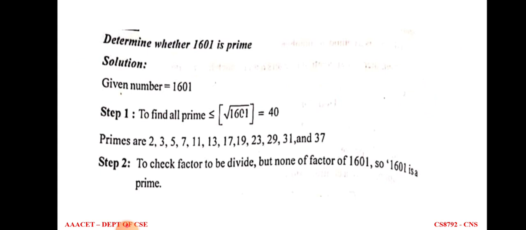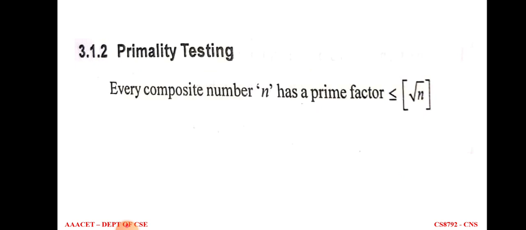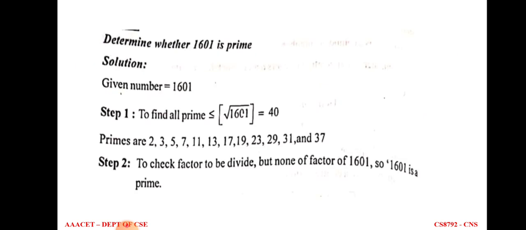So we are going to apply this formula, that is root n. Root 1601 is approximately 40, because we have to find the approximate root. 40 into 40 is equal to 1600, so it is the nearest number. So we are taking the value 40. This is the first case.